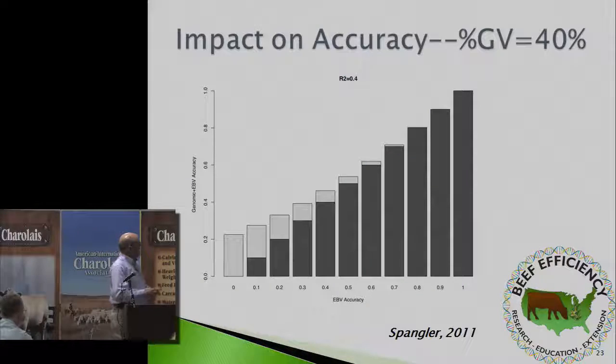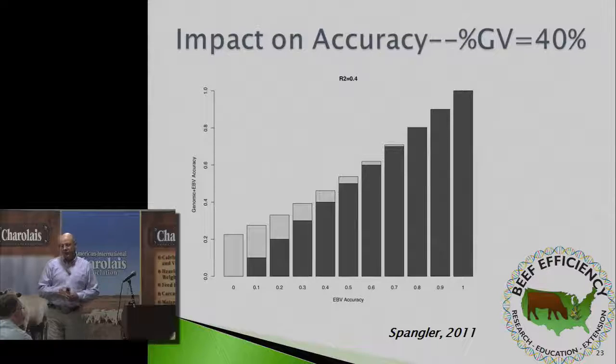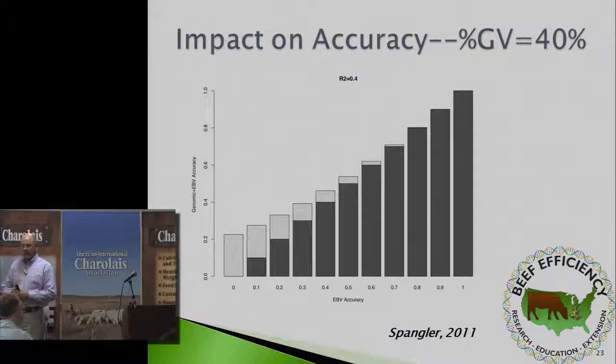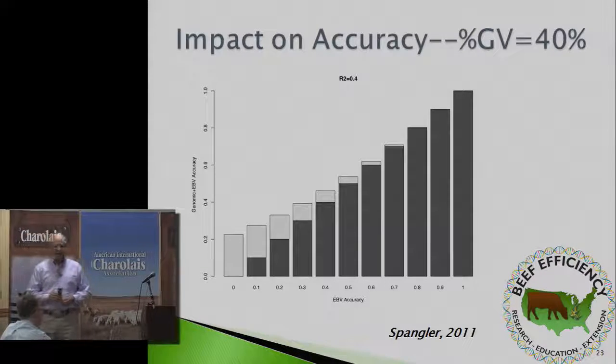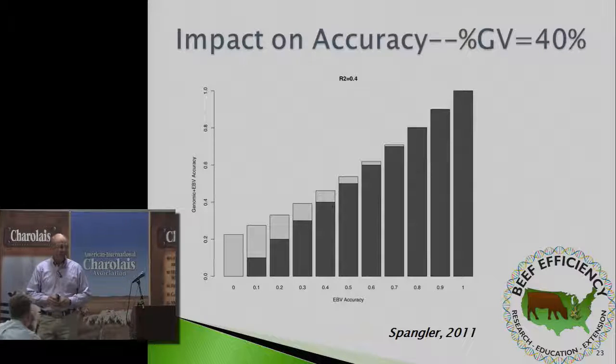Okay? Impact on accuracy, Dr. Spangler already showed this slide. Almost all of the benefit accrues to animals that are low in accuracy. Many of you at first blush might go, oh, crap, that's no good. Well, in fact, it's actually exactly what we want to do, right? It's exactly what we want to do, and it impacts the population that we need to impact. Okay? We want to build accuracy on animals, reliability on their EPDs as early as we can in their life to make selection decisions, right?